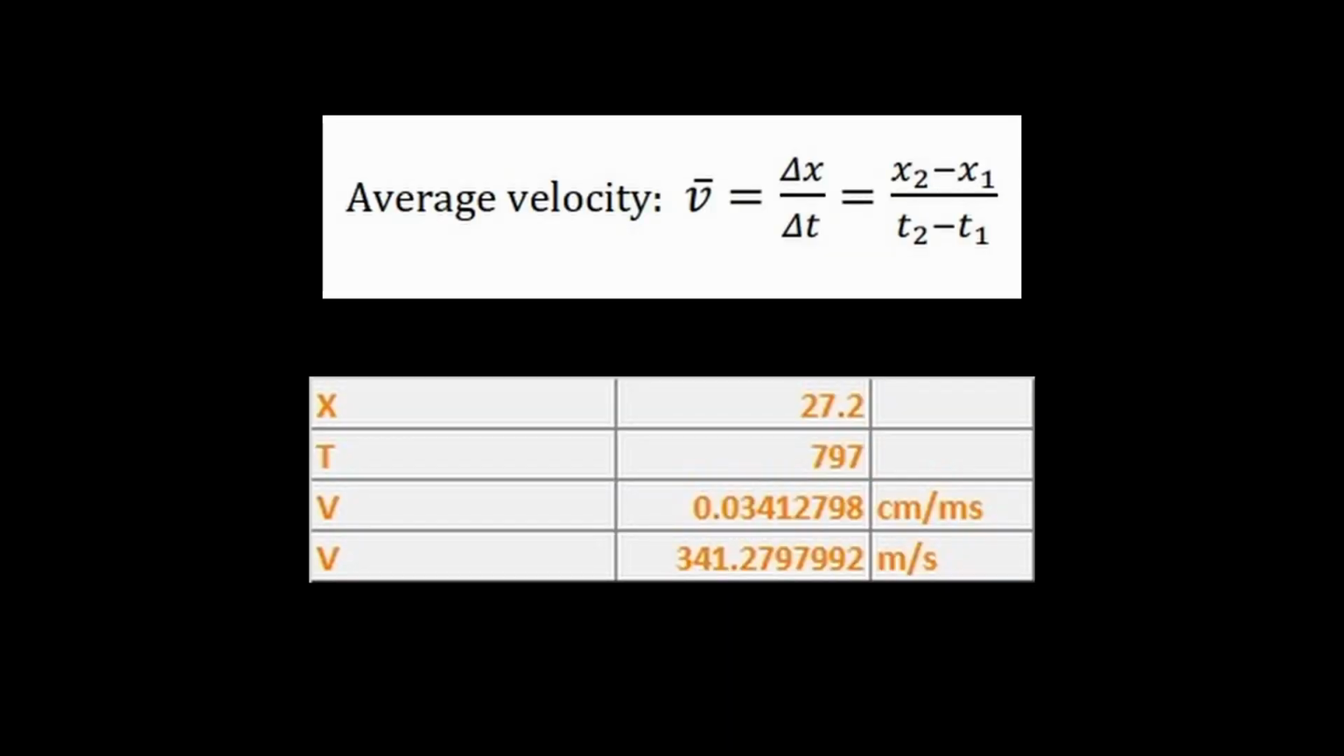And this is the equation of average velocity, and using the time traveled and the distance, I calculated the speed of sound as almost 341 meters per second.